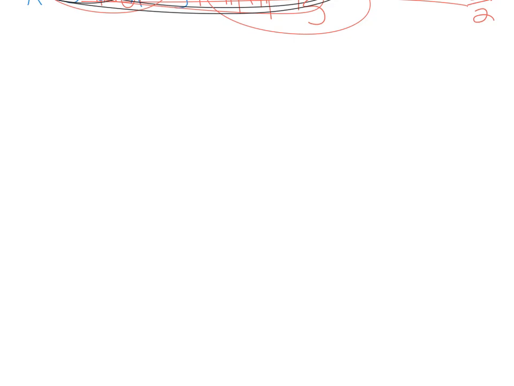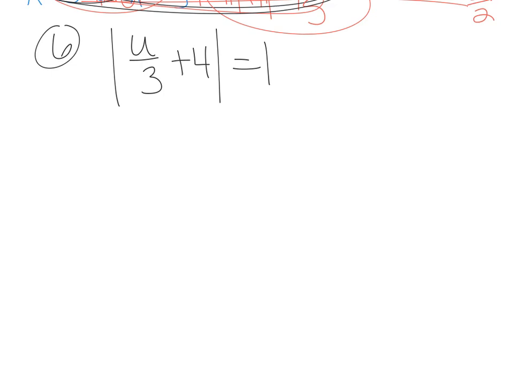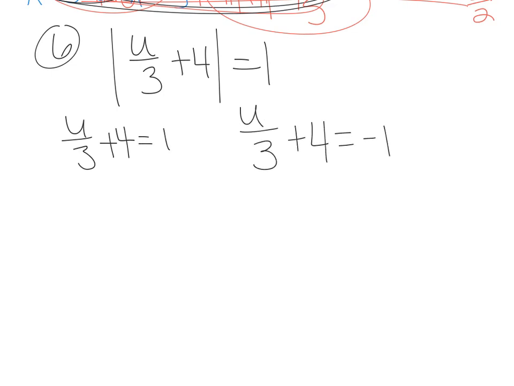And last one, number 6. The absolute value of u over 3 plus 4 equals 1. For this one, what are my two equations? What would my two equations look like? U over 3 plus 4 equals 1, or u over 3 plus 4 could be negative 1. Well, let's go through and solve this one together.